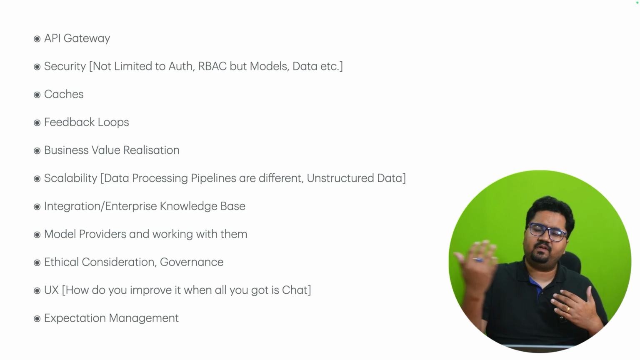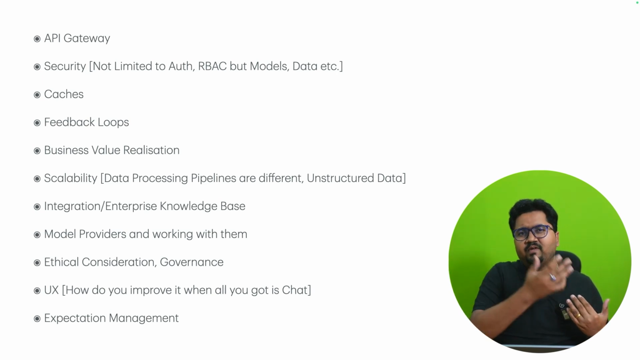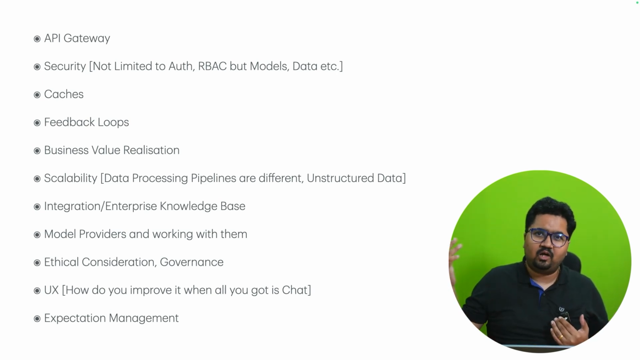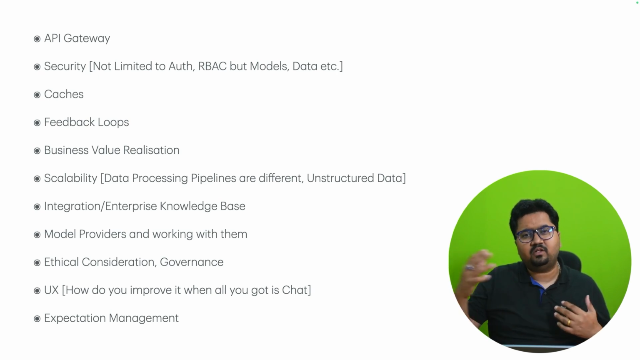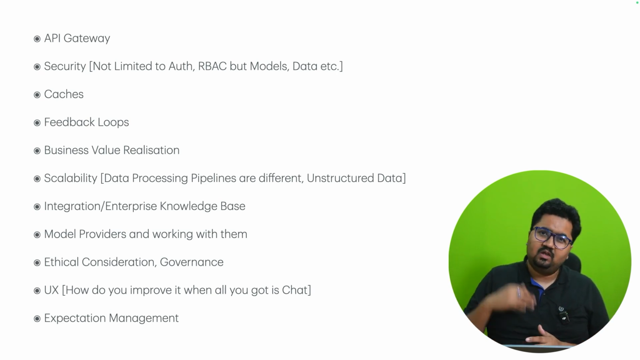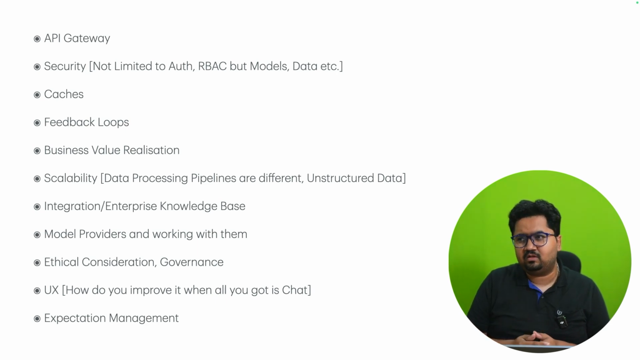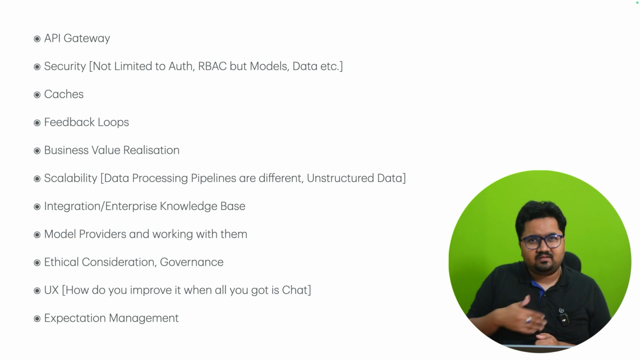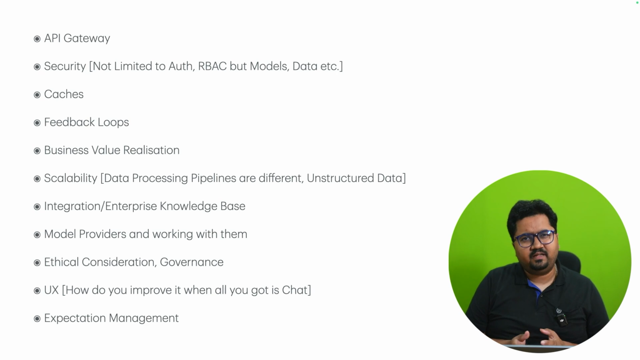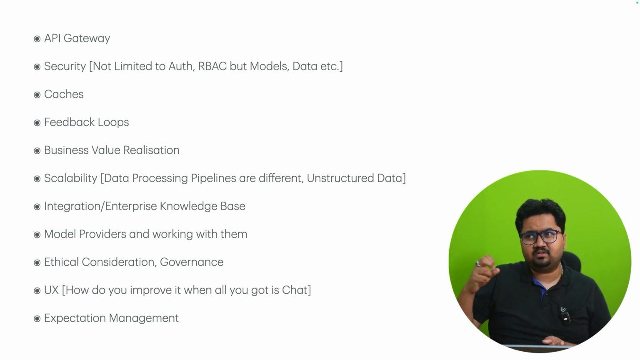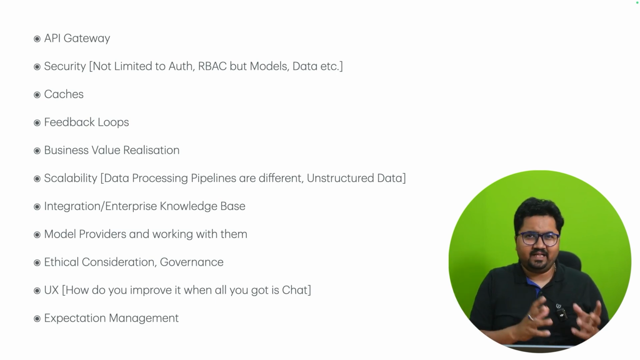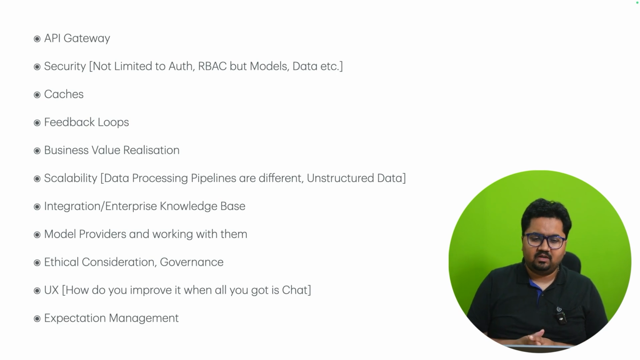Feedback loops, a different kind of feedback loop. You want to evaluate how your prompts are, you want to evaluate how your different models are performing basis the kind of questions. BVR, business value realization, is very difficult to solve for GenAI use cases because they're largely centered around productivity, but important. Scalability is different. Obviously, scale is always complex, but data processing pipelines are different because unstructured data is flowing in. So the kind of transformations you are doing is slightly different compared to the traditional ones.